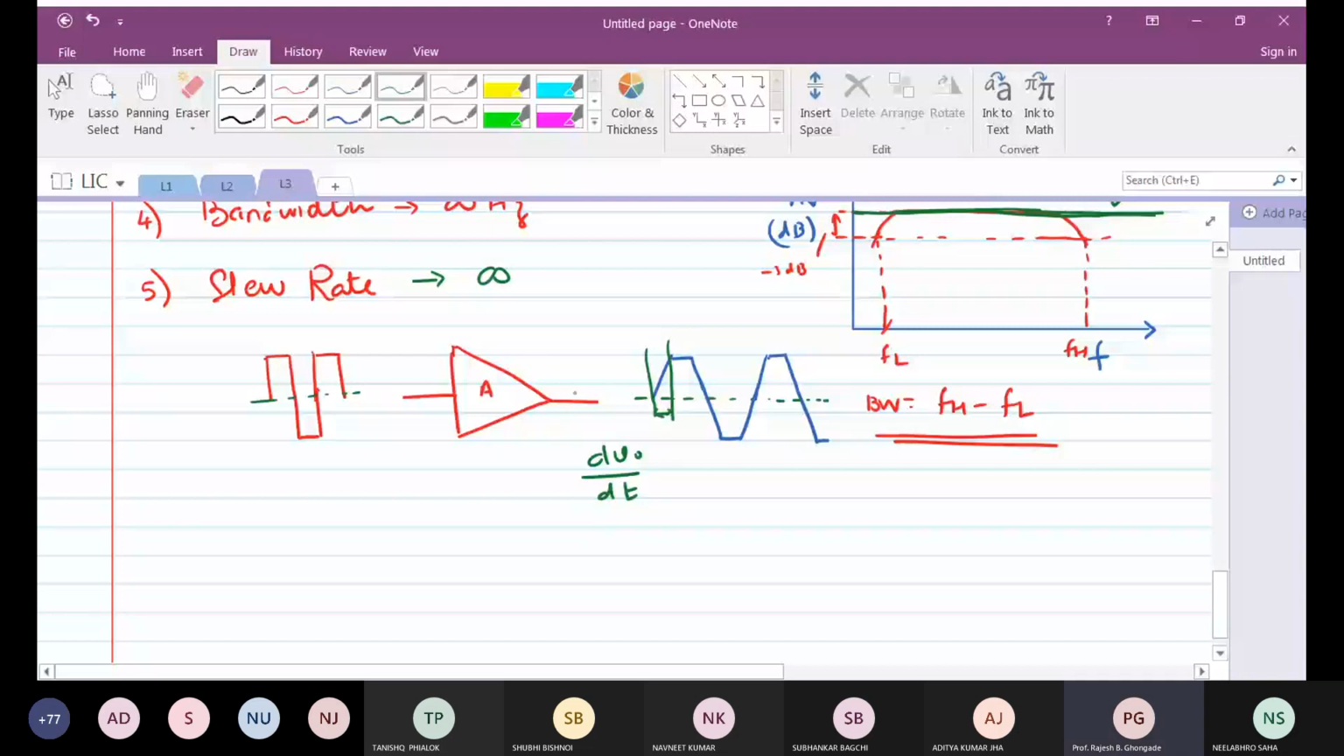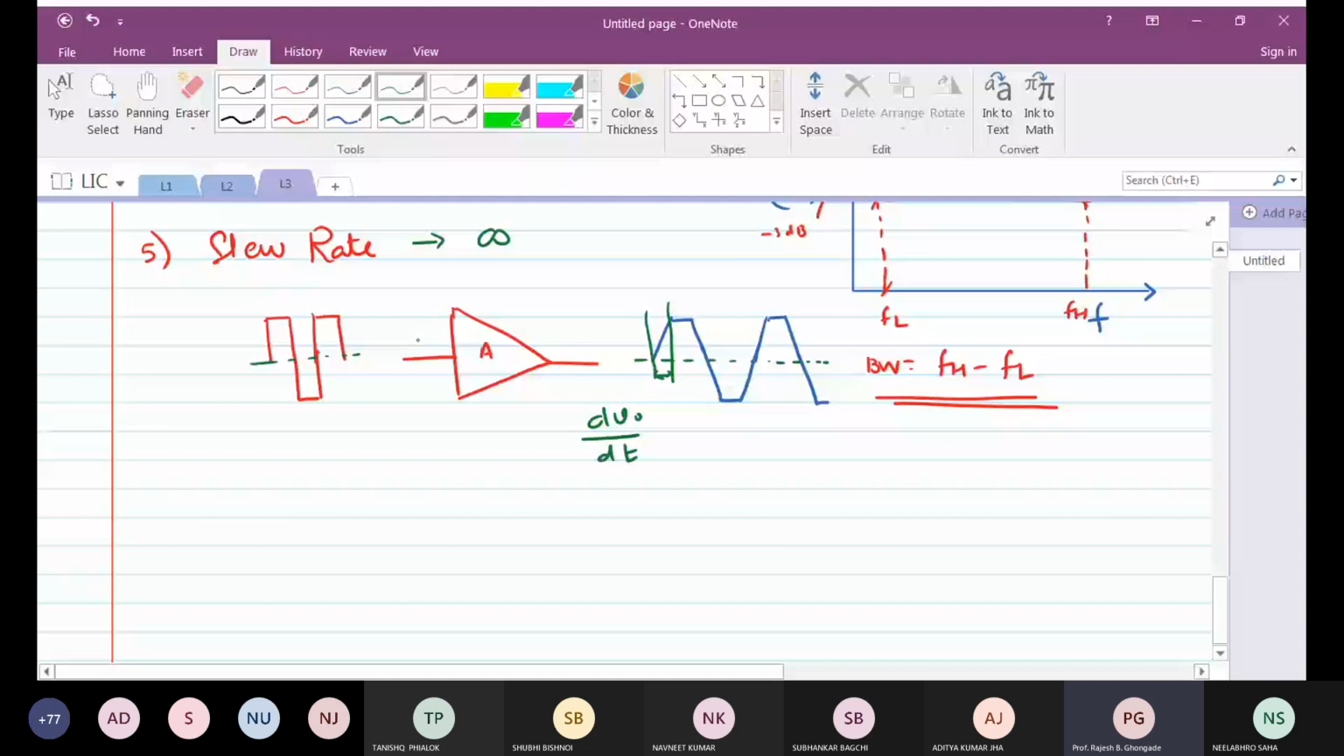Are you able to understand this, guys? Yes, sir. So yes, we want the slew rate to be infinite also. Okay, we'll see a few more things later on.